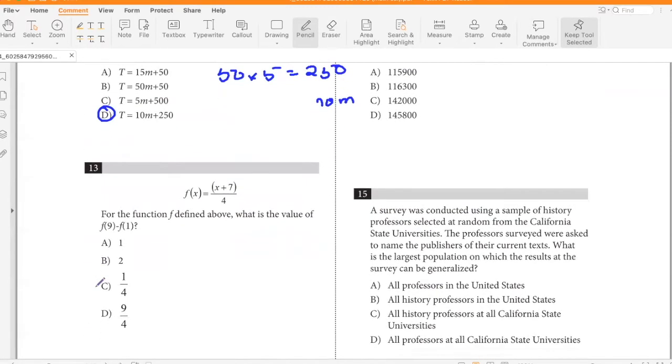For the function f defined above, what is the value of f(9) minus f(1)? Okay, so that would be (9 plus 7) by 4 minus (1 plus 7) by 4. So 16 by 4 minus 8 by 4. So 4 minus 2, which is 2.